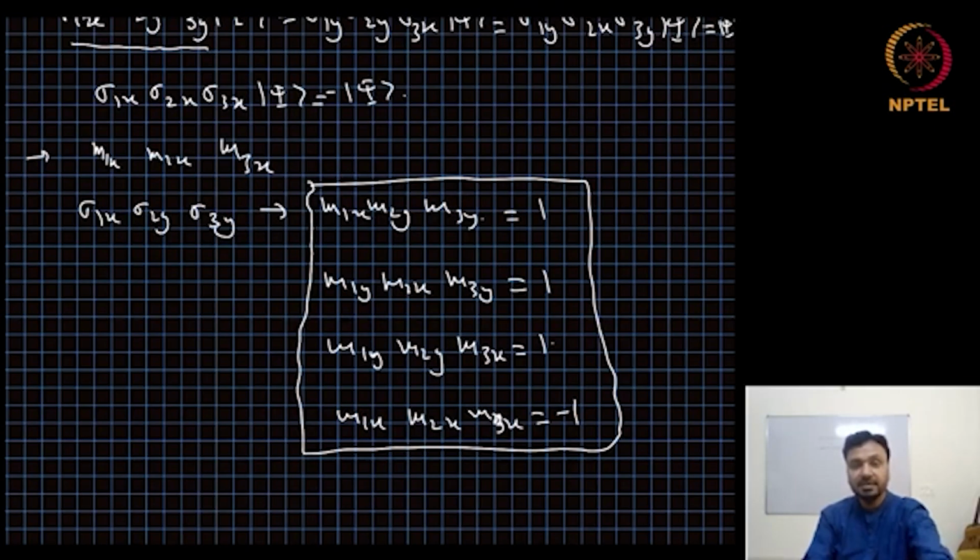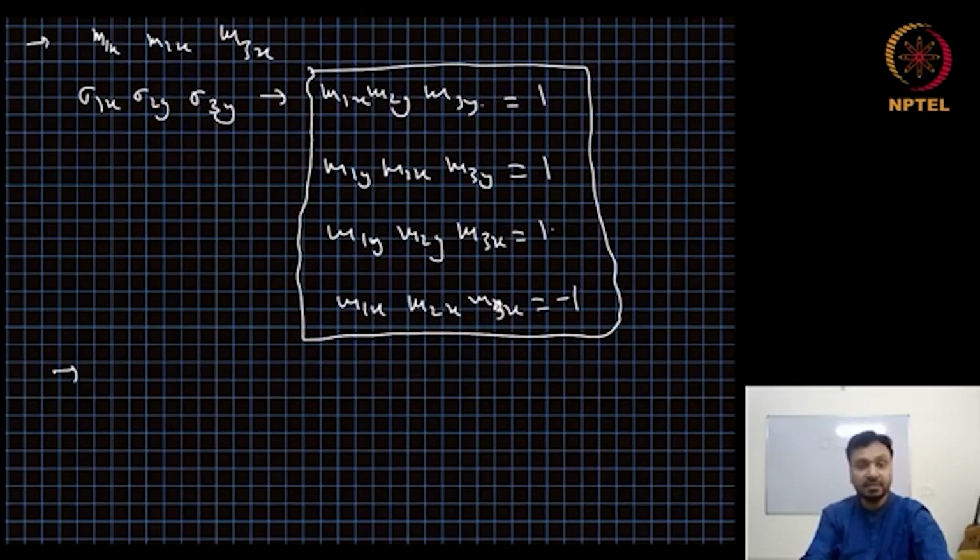Let me repeat. If m1x is the outcome we get when we perform measurement of sigma x on the state psi, and m2x and m3x are the corresponding measurement outcomes on the second and third particles. Similarly m1y, m2y, m3y, m1z, m2z, m3z. Then from sigma 1x, sigma 2y, sigma 3y acting on psi equals psi, we get m1x, m2y, m3y equals 1. Similarly, the other three equations.